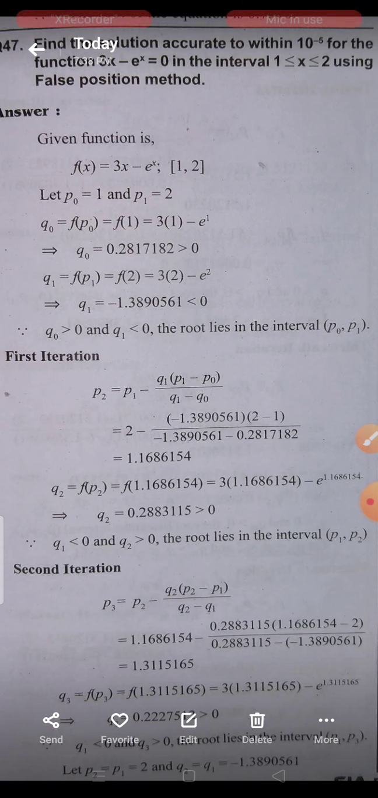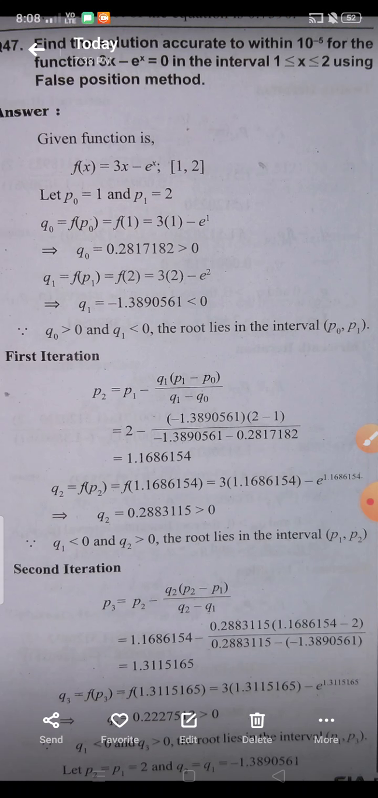Given function is f of x is equal to 3x minus e power x, closed interval 1 comma 2. Let p0 is equal to 1 and p1 is equal to 2. q0 is equal to f of p0 is equal to 3 into 1 minus e power 1, implies q0 is equal to 0.2817182. This is greater than 0.